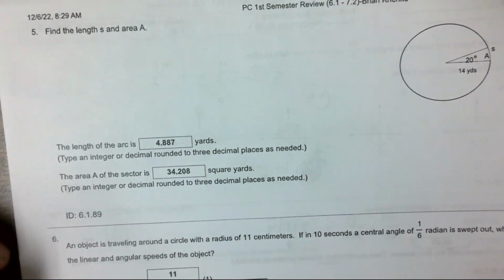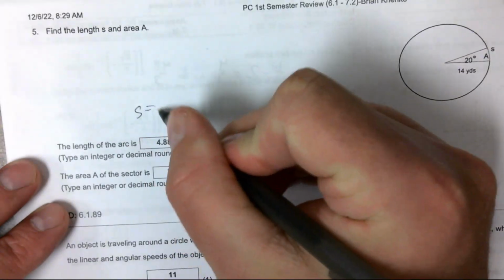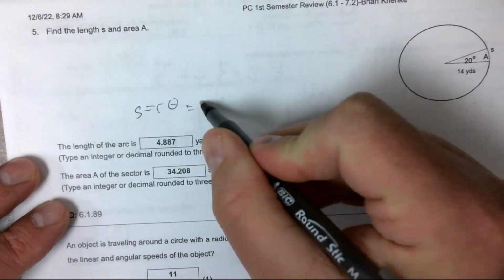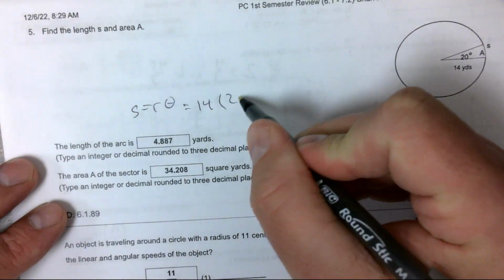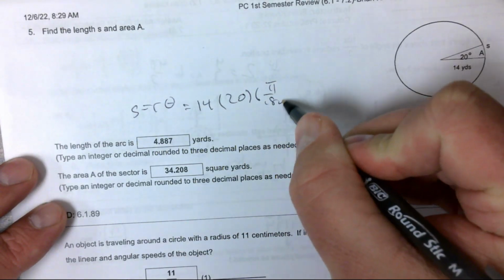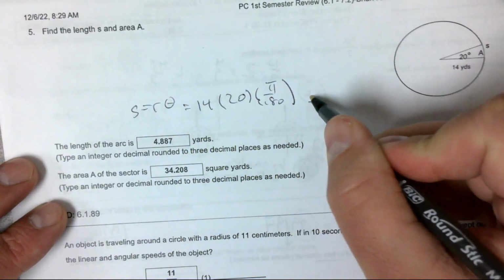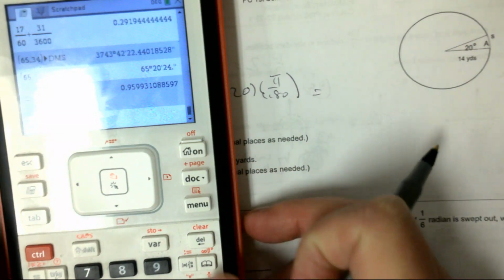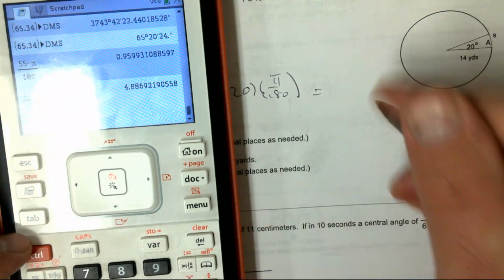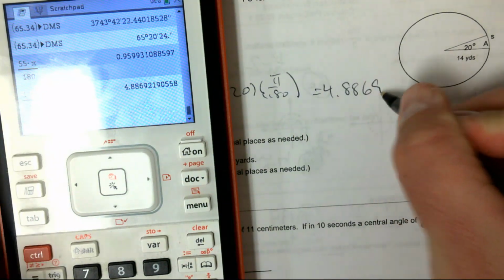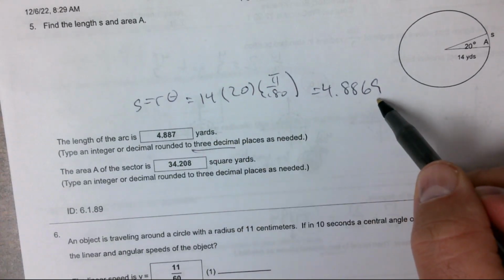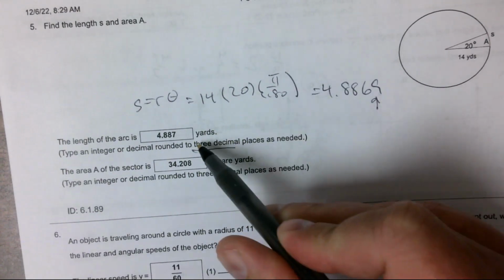Then we want the length of the arc. So this one you have a formula S equals R theta, and your radius is 14, and your theta would be 20 times pi over 180. So you do 14 times 20 times pi over 180. And that gives you 4.8869. And you want to round to 3 decimal places. And so based on this 9, we round up to 7.